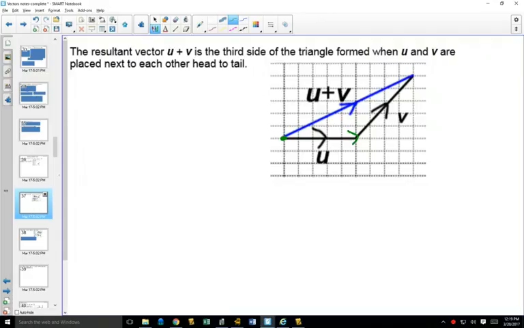So if you keep matching up, I ended here, so now I'm going to start my v vector and end up there. Then if this was my starting point, this will be where I end, and that will be the vector u plus v.